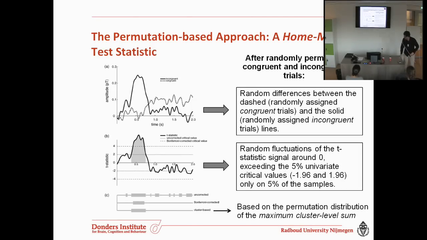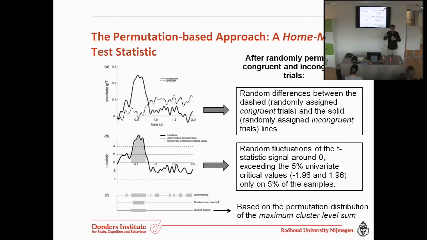So now, how do we arrive at the reference distribution to evaluate whether that observed area under the curve is large enough to be sufficient evidence against our null hypothesis? That's something we achieve by randomly permuting the congruent and the incongruent trials. It goes as follows. If you randomly permute congruent and incongruent trials, and then look at the difference between the dotted and the dashed line, they would only be random differences.